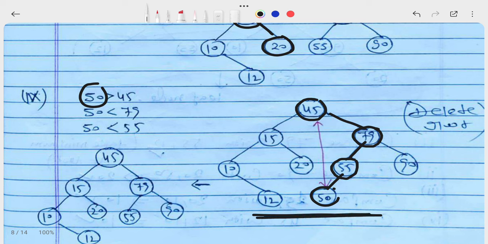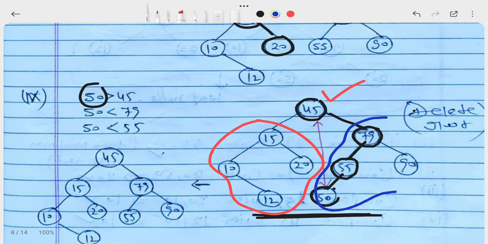Now I have to delete the root. So what is the root? Root is 45. Root is 45, means now there is a tree with the left subtree and the right subtree. This is the left subtree and this is the right subtree. So what is the definition?